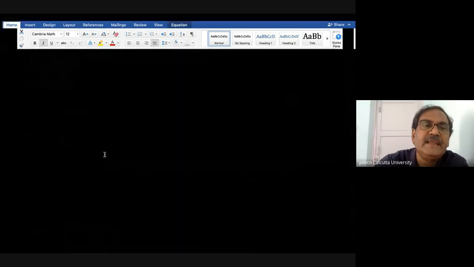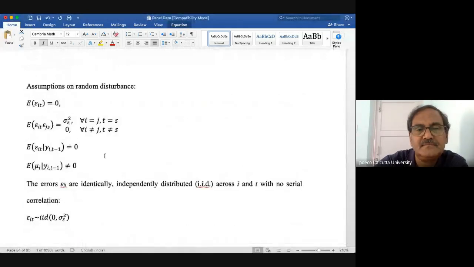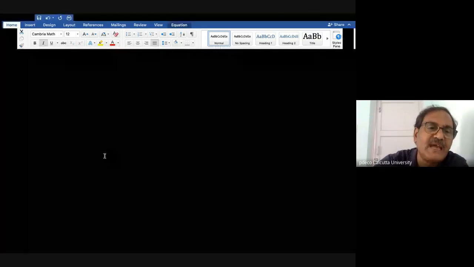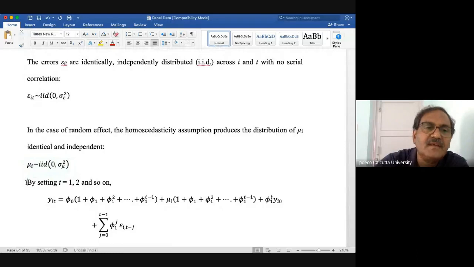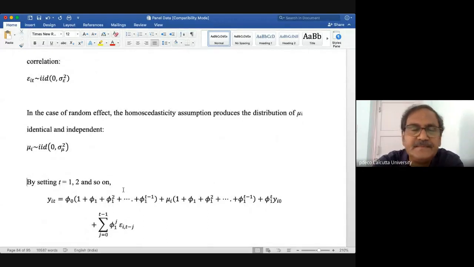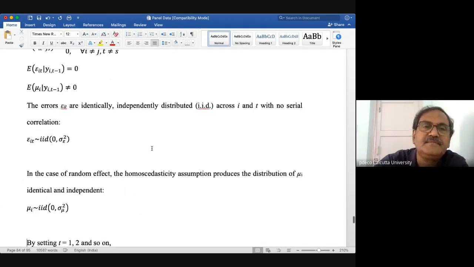Now, first of all, try to follow the steps as we have used in the case of time series data. So consider equation 3. What is equation 3? Please write down: Yit is equal to phi naught plus phi 1 yit minus 1 plus mu I plus epsilon it. That is equation 3.